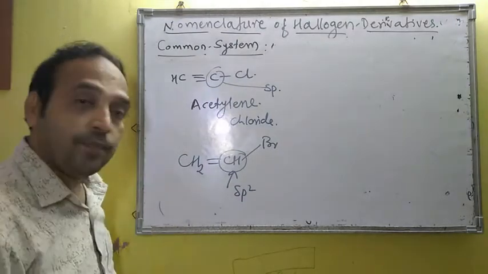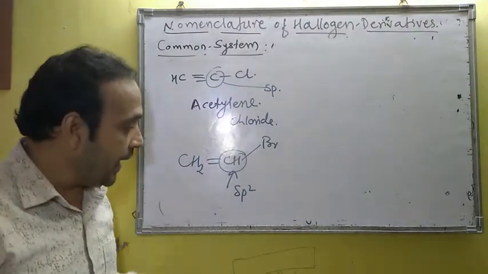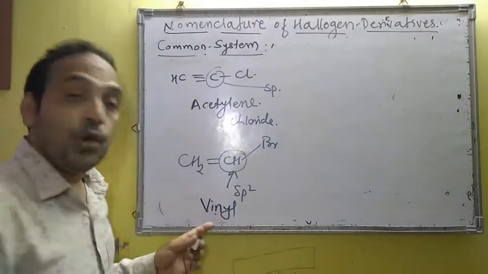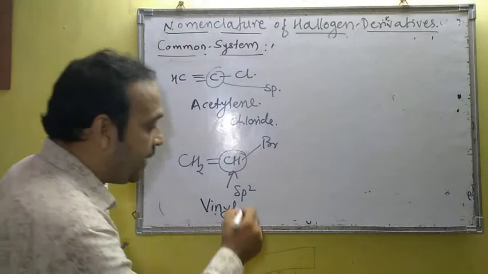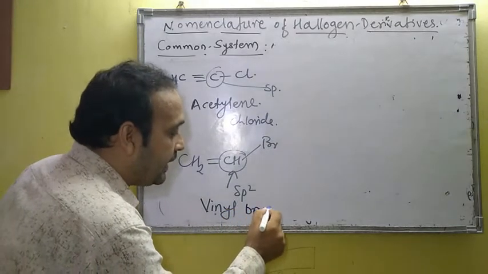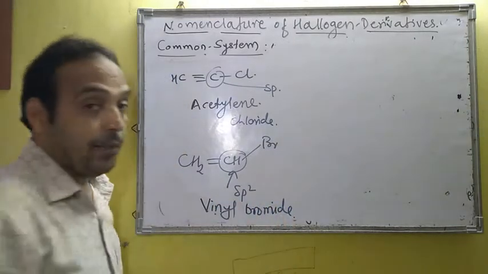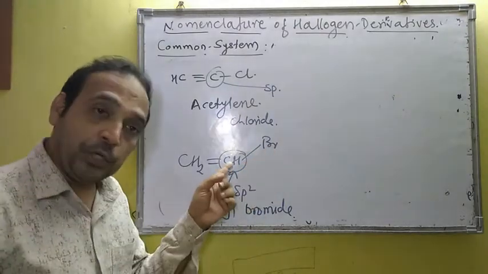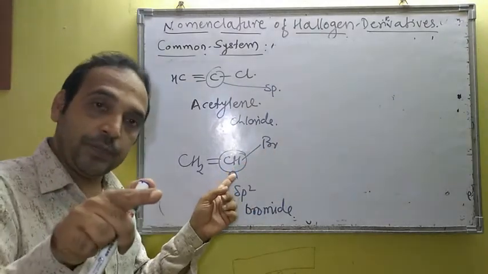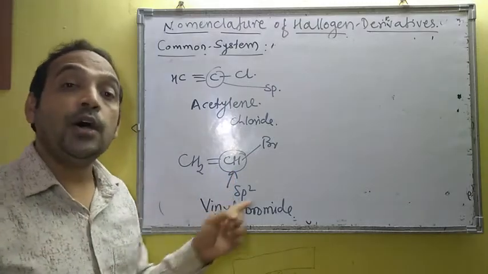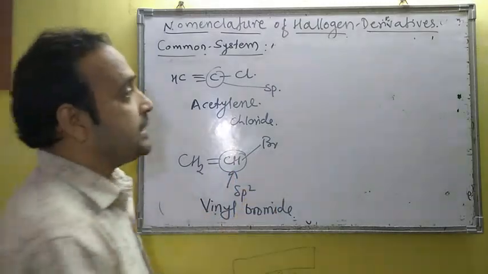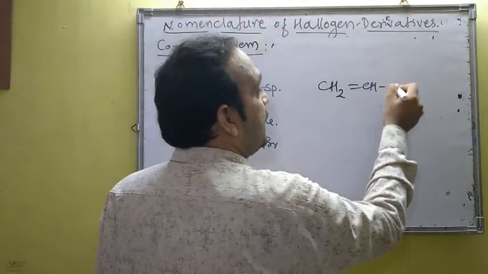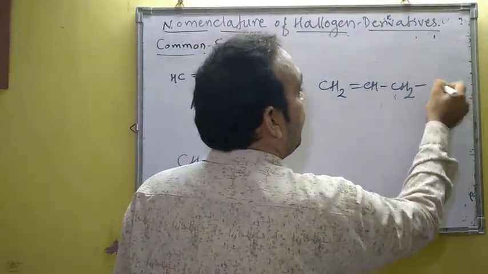Now we have studied when a halogen group is attached to an sp2 carbon, it is called vinyl, and Br means bromide. In our classification we studied that if the functional group is directly bonded to an sp2 carbon, it is called vinyl bromide. Now the next example is given. Suppose CH2=CH-CH2-I.